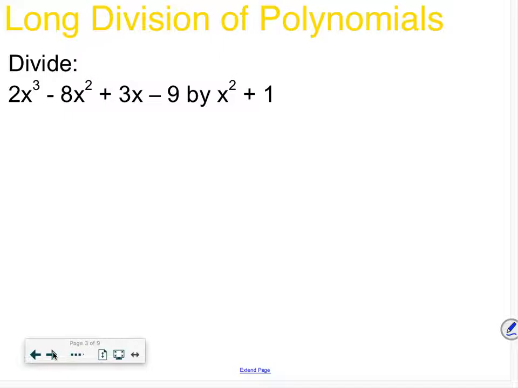Logan, you're just very excited. Well, you can't use synthetic division because it's not linear. Because that is not linear. Okay, our divisor needs to be linear in order to use synthetic division. Okay, and since we don't have a linear divisor, we can't do that.